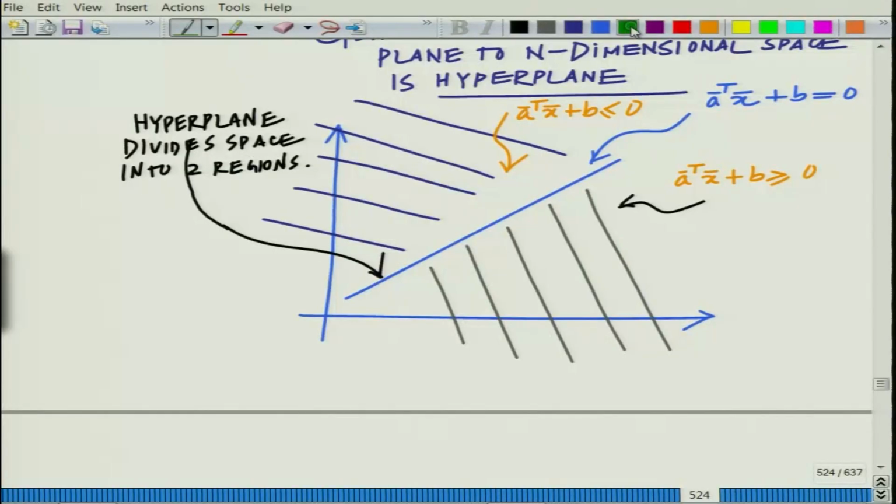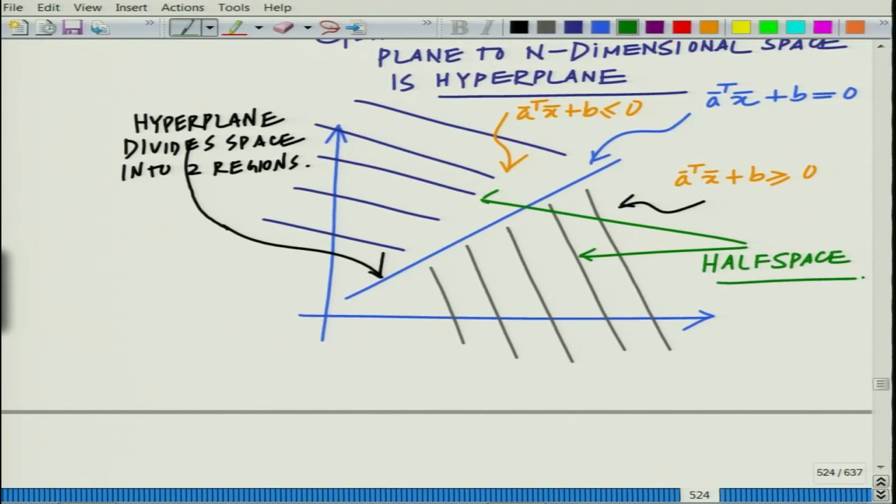So, the hyperplane divides the n dimensional space into two regions. It is like taking a knife and slicing an object into two parts, one which lies to one side and the other which lies to the other side. One is characterized by A bar transpose x bar plus b greater than or equal to 0, the other by A bar transpose x bar plus b less than or equal to 0. Each of these regions is known as a half space.